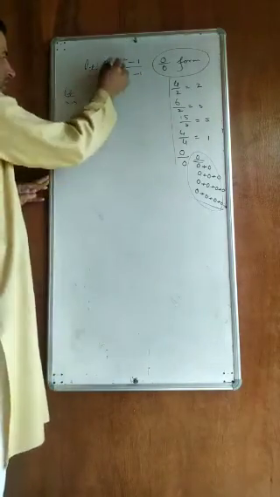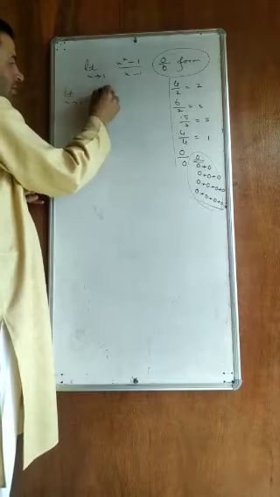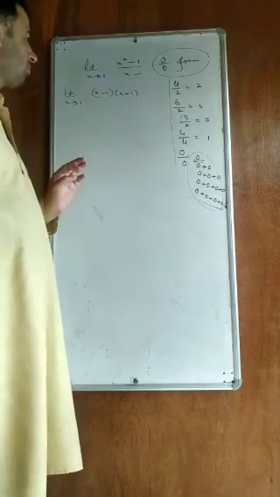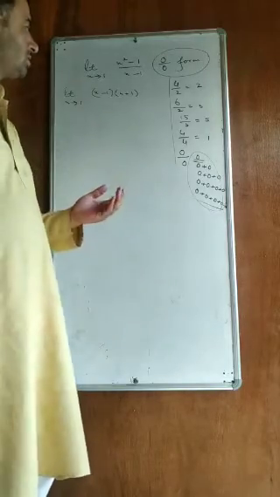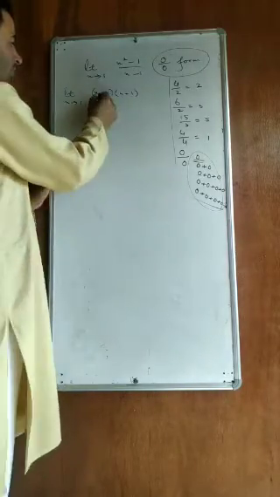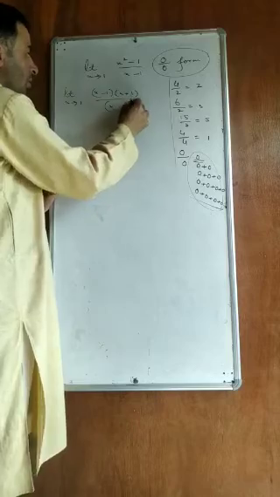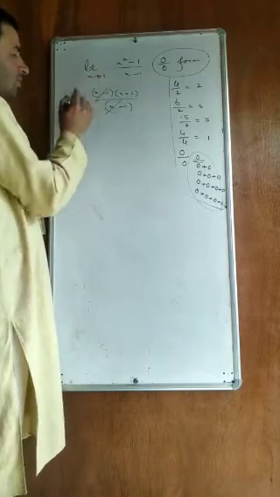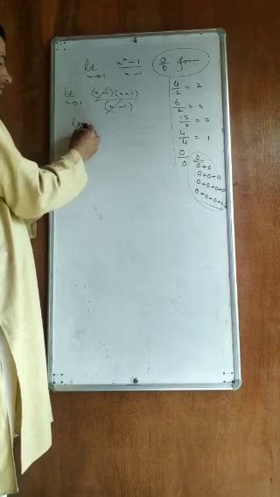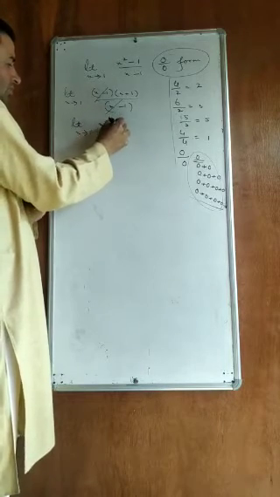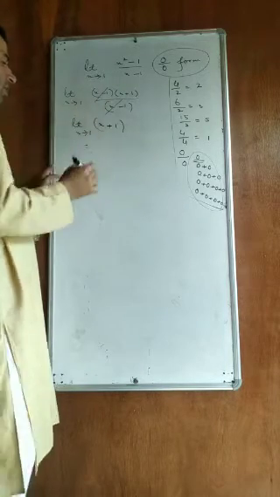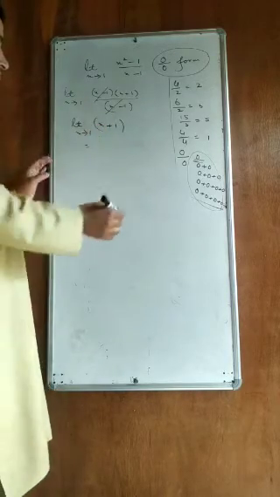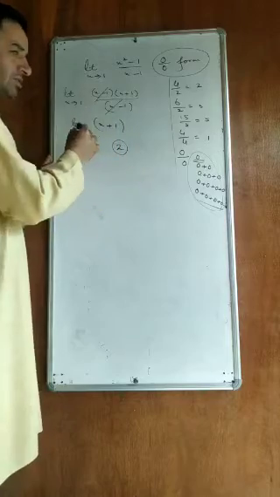How? This x square minus 1 can be written as x minus 1 into x plus 1, because we have an algebra formula that a square minus b square is a minus b into a plus b, divided by x minus 1. x minus 1 into x plus 1 divided by x minus 1. x minus 1 cancels, so limit x tends to 1 of x plus 1. Now whenever x approaches 1, x plus 1 approaches 2. This is the limiting value.